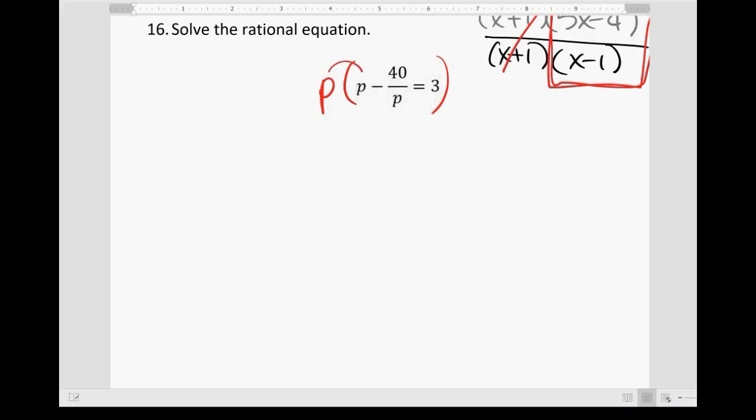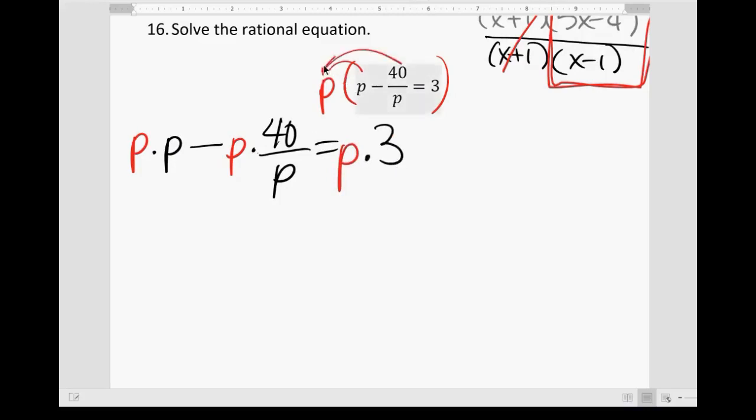So I have p times p. Actually, I'm going to write out what we have. So we have p times p minus p times 40 over p equals p times 3. I distributed everything by p. Let's see what happens now. So p times p is p squared. The p's cancel here, and I have negative 40 equals p times 3, which is 3p.